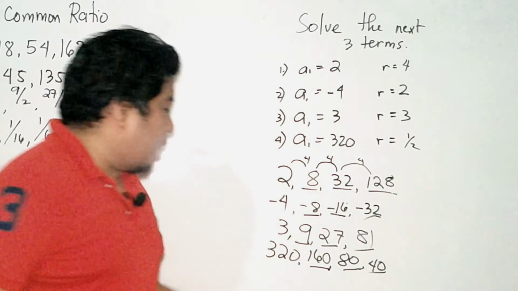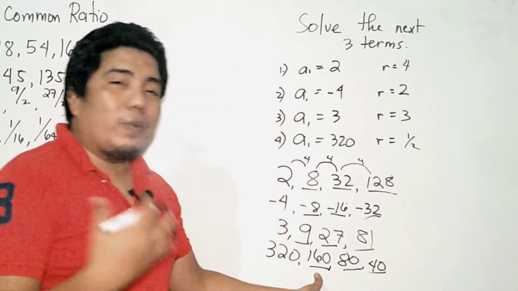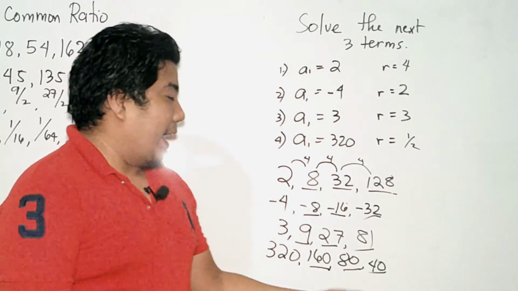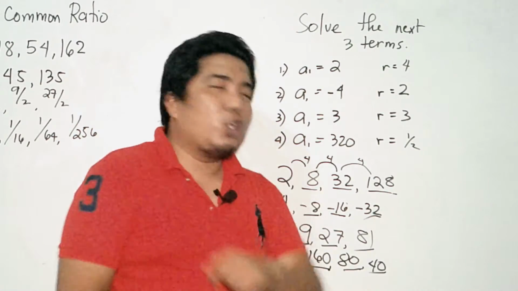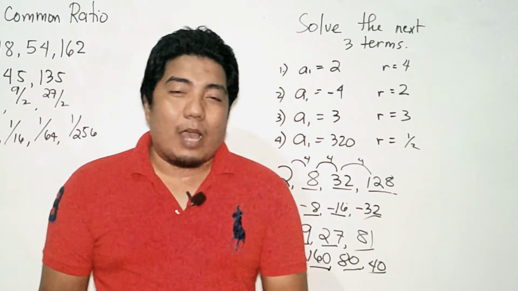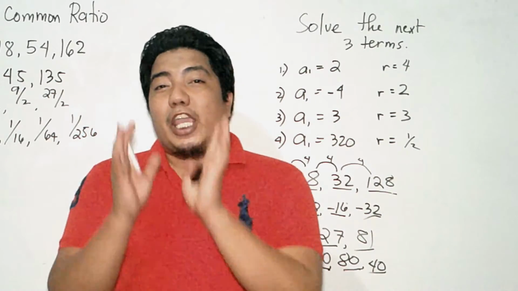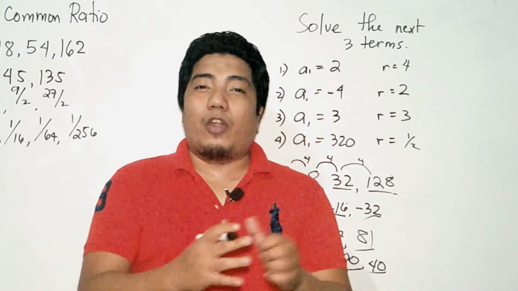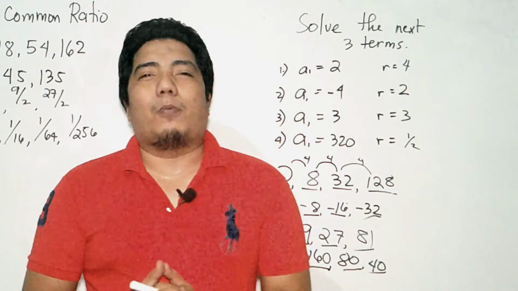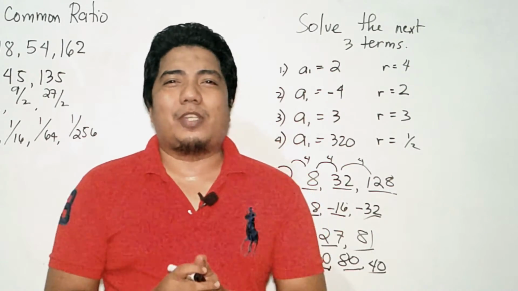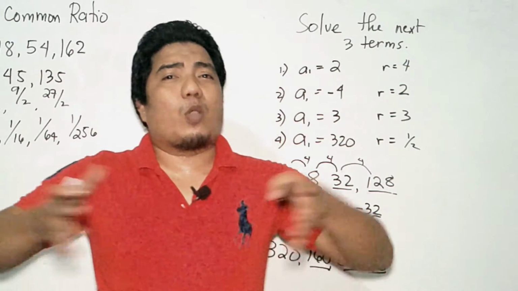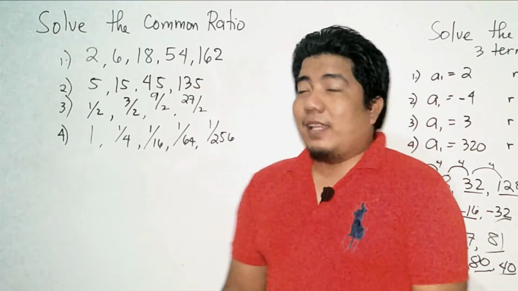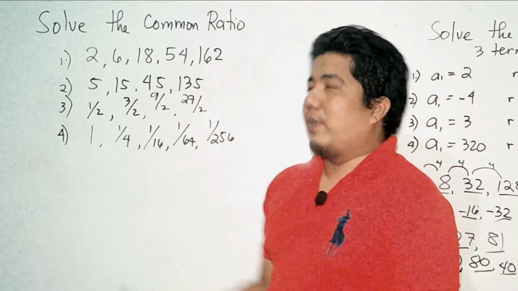Therefore, if you multiply 320 by 1/2, you will get 160. 160 multiplied by 1/2, you will get 80. 80 multiplied by 1/2, you will get 40. And that is how you get the next 3 terms if you have a geometric sequence and you have a given for the first term and the common ratio. Now, the next question is, Sir Ash, what if the sequence is given and the common ratio is the problem? Okay, we have that in our second group of problems.